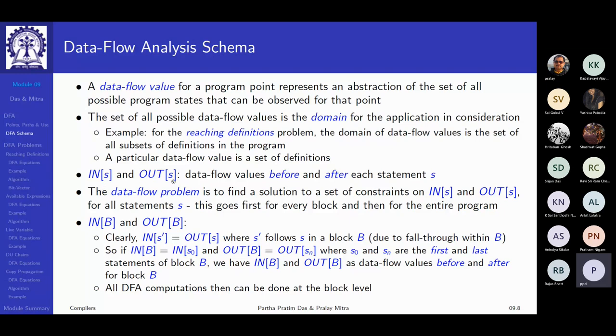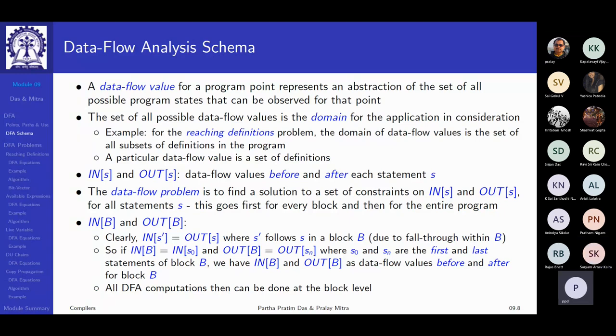I want to make an estimate for the in[S] and out[S]. And the data flow problem is to find the solution to a set of constraints that would exist on in[S] and out[S]. And I want to do that for all statements S, first for every block and then for the entire program. So computing this within a block is maybe easier, more straightforward, because you do not have to consider the control. But once we have done that, then we use some more constraints to apply it on the entire program.